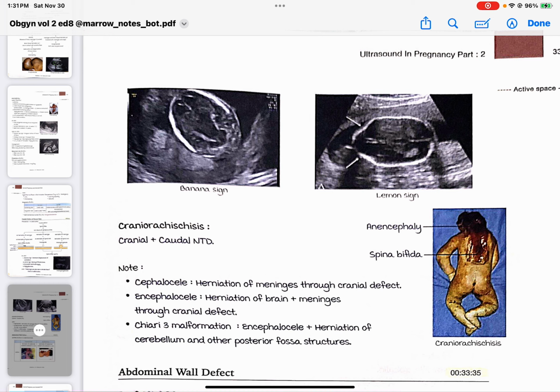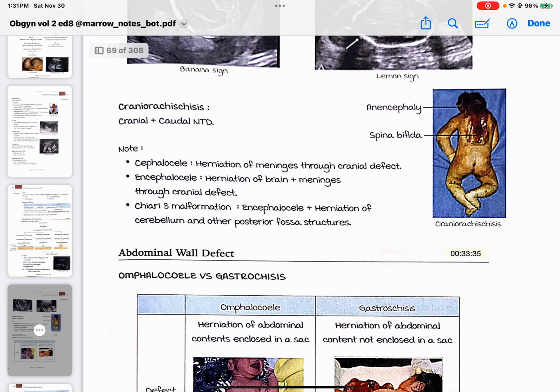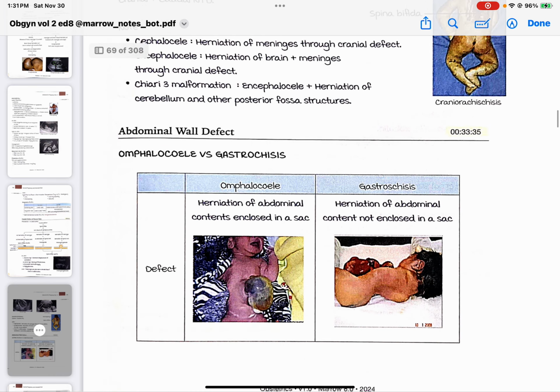Craniorachischisis, cranial plus caudal neural tube defect both: anencephaly, spina bifida. Note, cephalocele, herniation of meninges through cranial defect. Encephalocele, herniation of brain and meninges through cranial defect. Chiari 3 malformation: encephalocele plus herniation of cerebellum and other posterior fossa structures. Craniorachischisis.